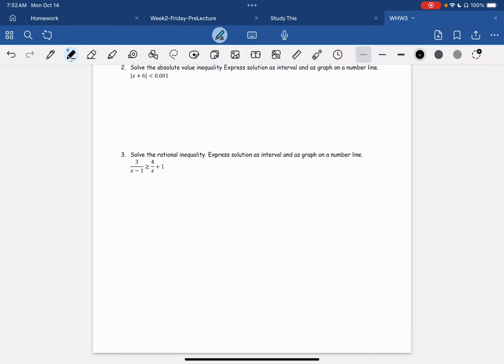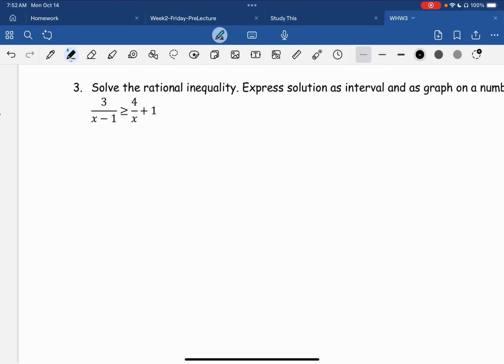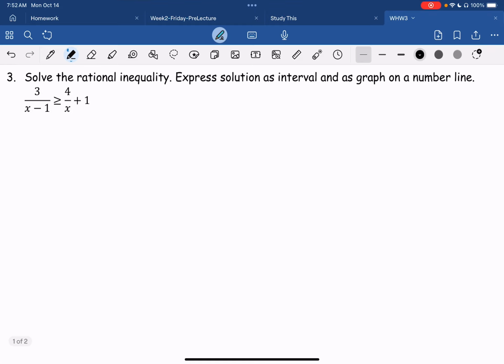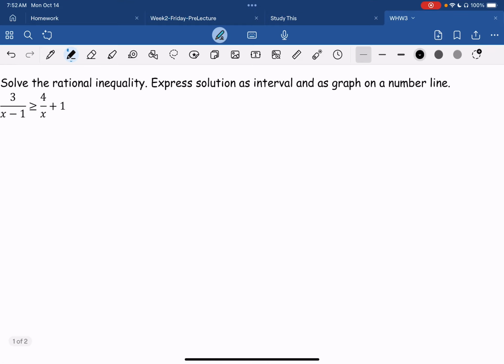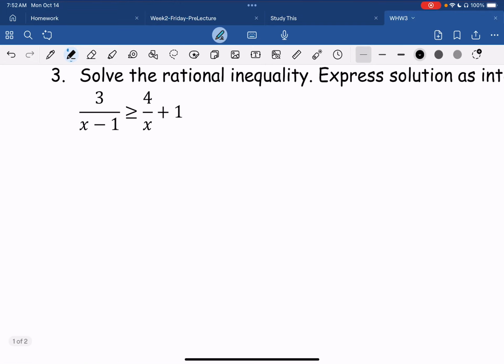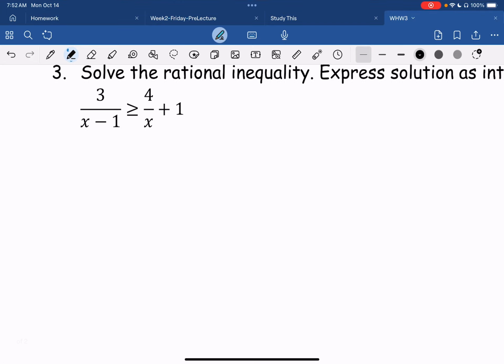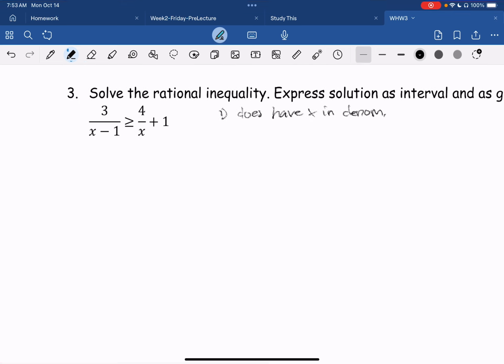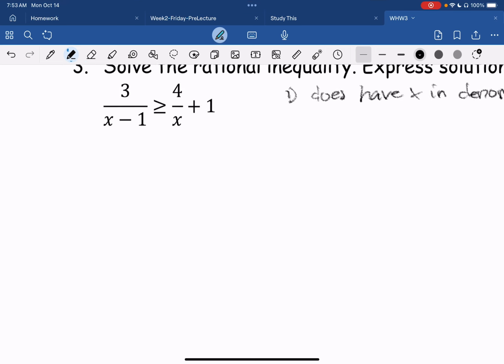This is number three. Number three is an irrational inequality, and we have to express the solution as an interval and a graph on the number line. First, I'm going to take note that number one does have x in the denominator, so I need to check that. But we can do that either first or after. It doesn't really matter. I'm going to solve for the x values that make the inequality true first.